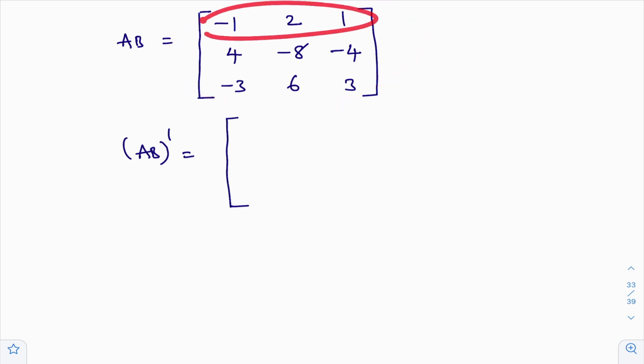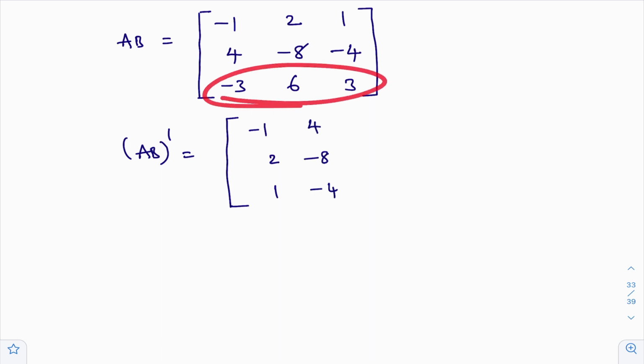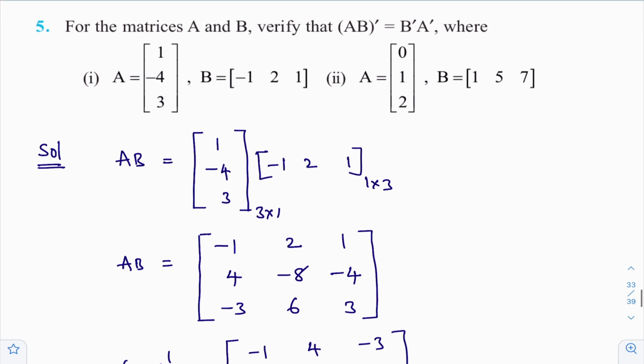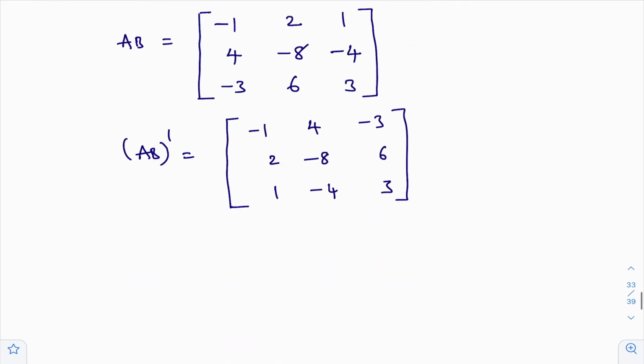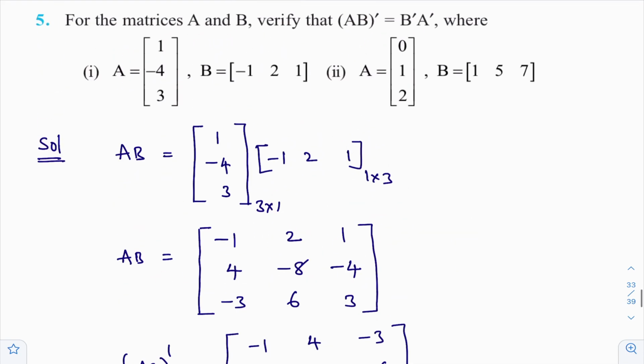You write first row as first column, minus 1, 2, 1. You write second row as second column, 4, minus 8, minus 4. You write third row as third column, minus 3, 6, 3. Okay. So I calculated (AB) whole transpose. I'll take this (AB) whole transpose as equation 1. This is 1. Okay. Now I need to calculate B dash into A dash.